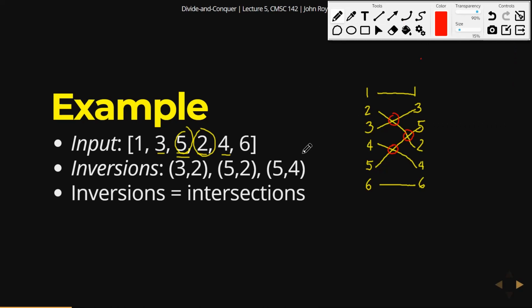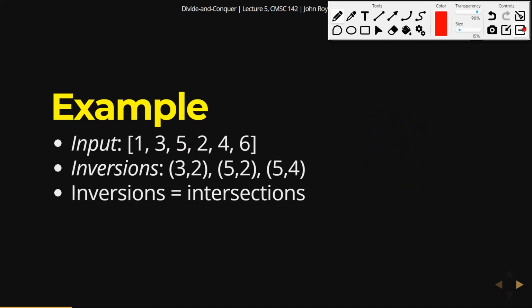So the intersections are the inversions. For example, this one is the intersection for 3 and 2. This one is the intersection for 5 and 2. This one is the intersection for 5 and 4. So that is also another way to visualize the inversions.